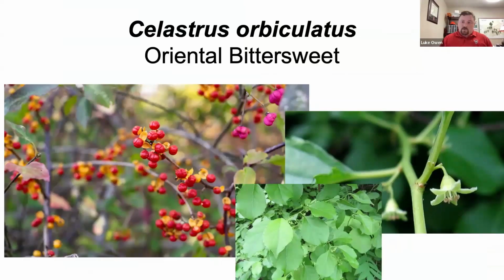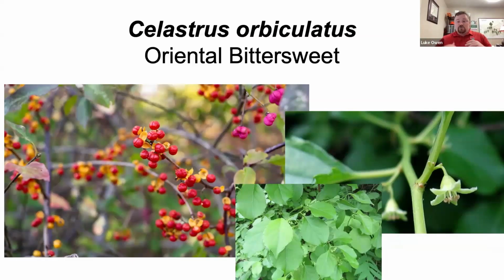Oriental bittersweet, this is one that we experience a lot of in our area. You can see here characteristically the fruit and the leaves are going to be generally what we use as our identification characteristics. Oriental or Asiatic bittersweet is going to be more oval in nature. It's going to have some serrations along the margin. The fruit is bright red. You're going to see it in the fall.